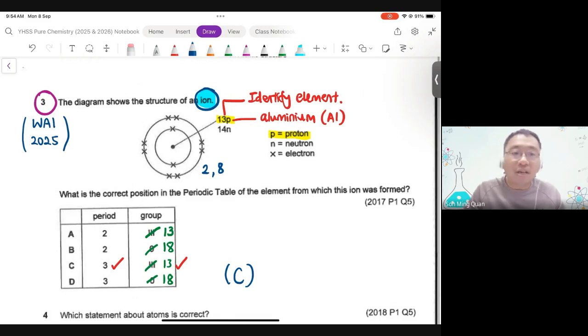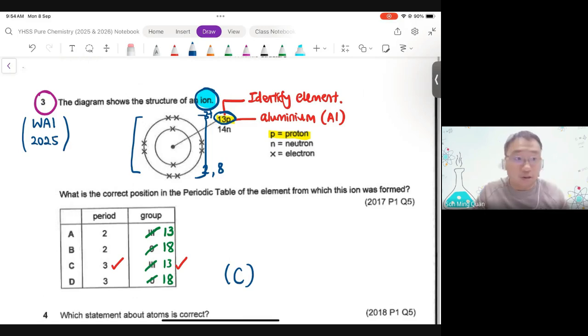Okay? So how did it become 2-8? Originally, it had 13 electrons. Because it had 13 protons, originally it must also have 13 electrons. How did it become 2-8, which is only 10 electrons? That means it lost 3 valence electrons. So of course this is 3 plus. Why don't they draw the 3 plus in for you? Obviously because they want to trick you.